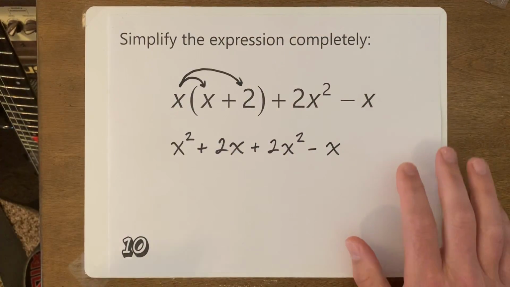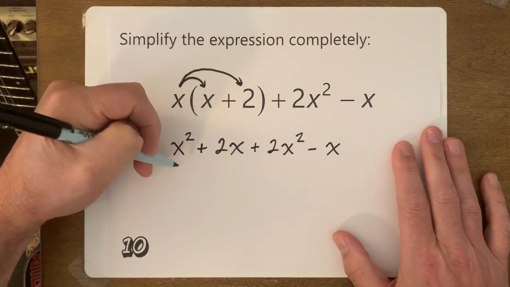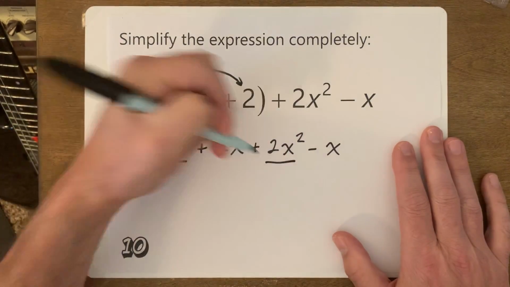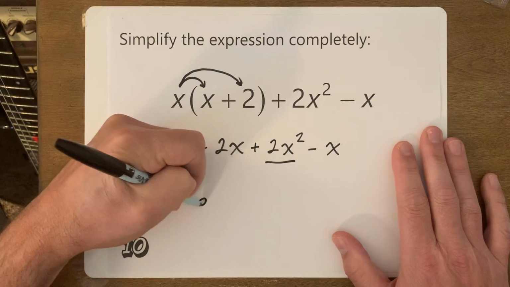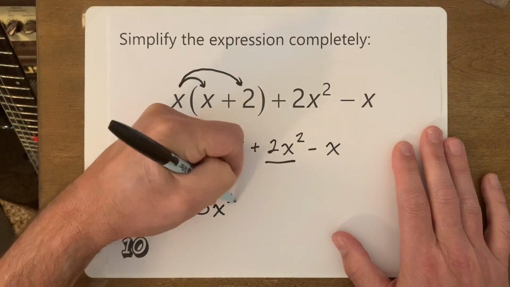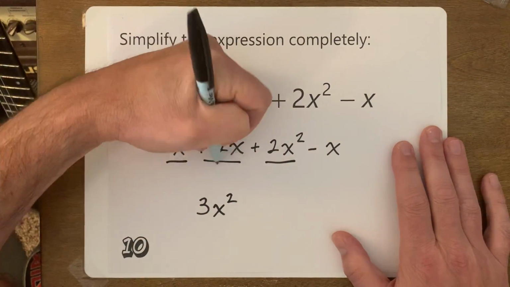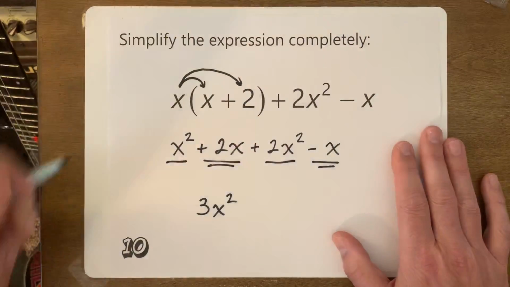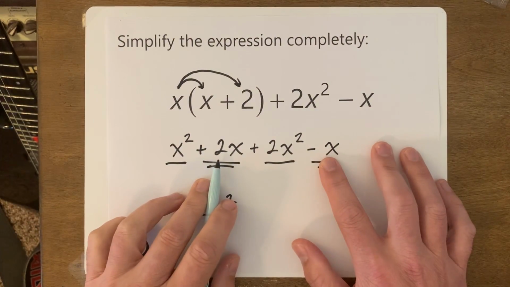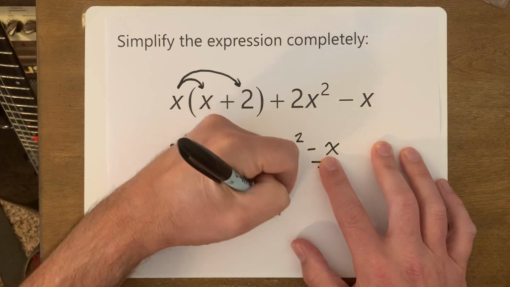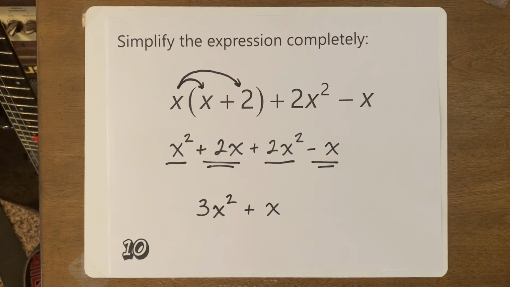All right, now let's take a look. Okay, let's start with our highest power of x. I've got an x squared and a 2x squared. Okay, so that's going to make 3x squared when you combine those. A positive 2x and a negative 1x are going to make just positive 1x. So 3x squared plus 1x, and that is your final answer. And that one is done.